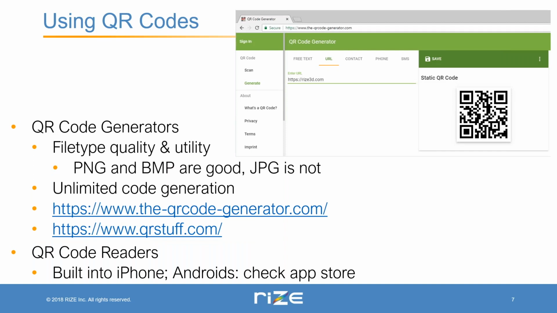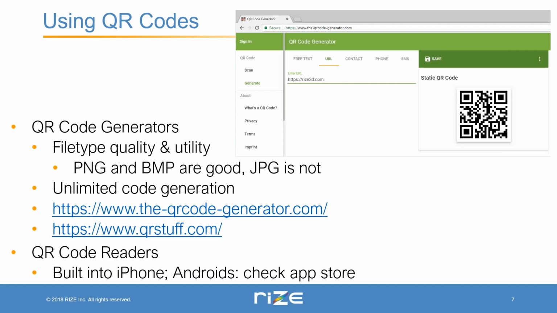Now, there are two types of programs involved in using QR codes. The first is a QR code generator, which takes a string of text as an input and produces the QR code pixel array as an image file. There are many generators available online, each with its own variety of perks.